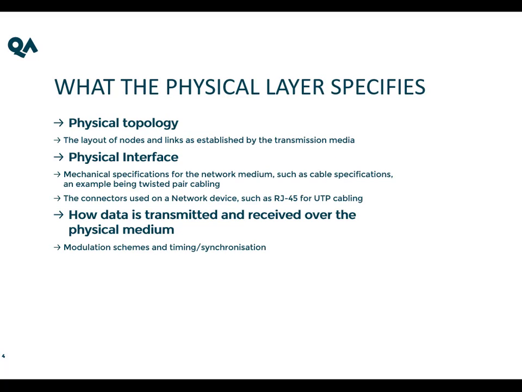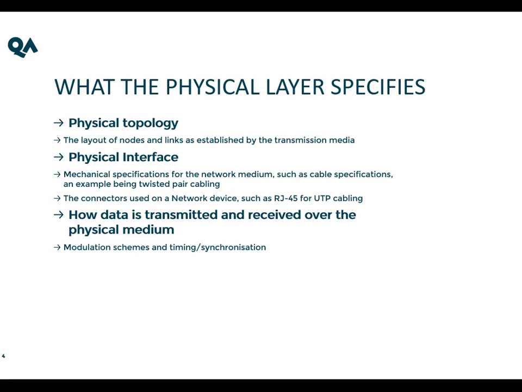So the physical layer actually specifies a few things. One of the things it specifies is the physical topology, so the cables, what we can physically see that we physically connect our devices to. So this is the layout of the nodes and links that we use, established by the transmission media.